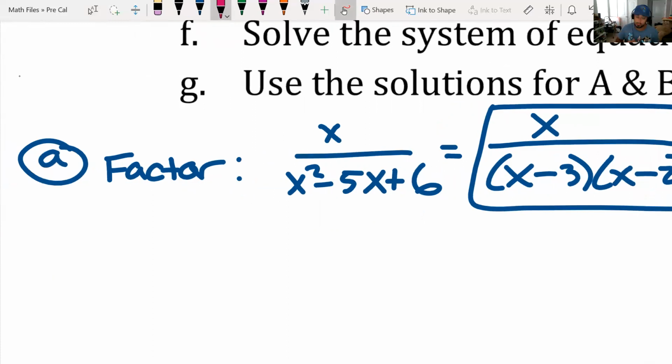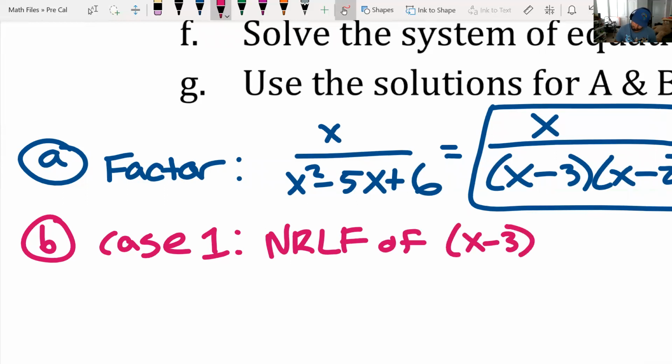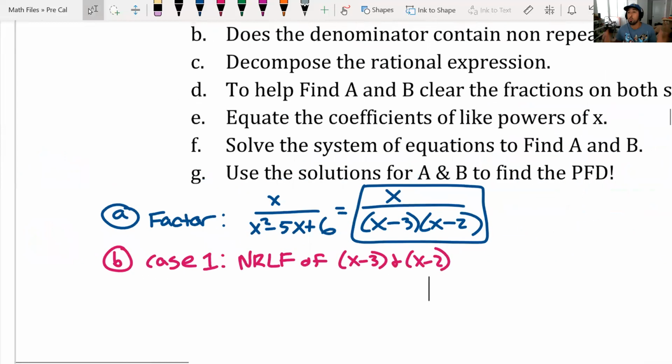So, knowing that, so B, this is going to be a case 1, because we have non-repeated linear factors of x minus 3 and x minus 2. There you go. That's all we do in step B, is we try to find out what case this is. Knowing the case is important to knowing the breakdown. And since we know the case, now we know how to break down.